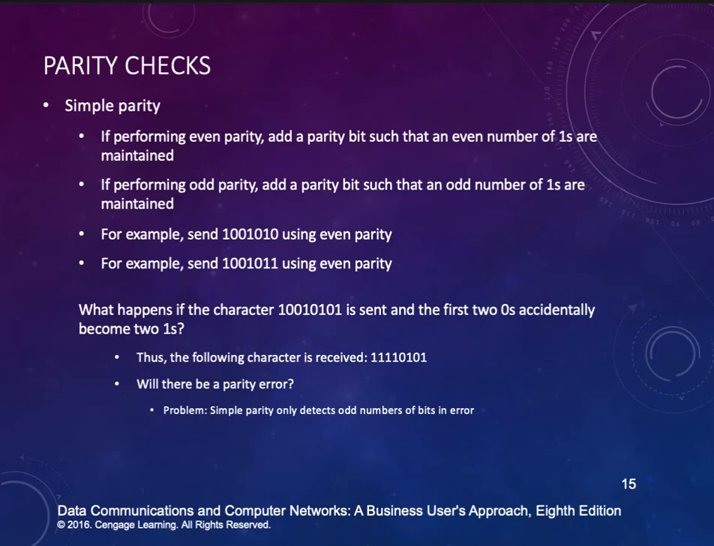Here, if you look at the example, we have even and odd. The first one is even parity. The second one is sent using even parity. If you look at the end, there is a 0 and 1, the parity digit.